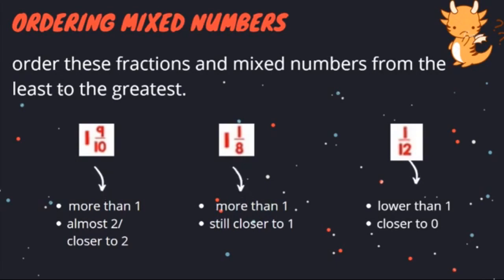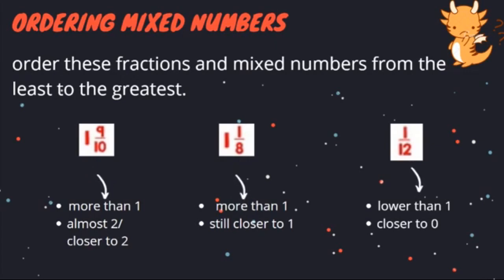Example, we want to arrange the order of 1 9/10, 1 1/8, and 1/12 from the least to the greatest. Now, look at the fractions you are arranging. Use some clue to identify their positions in number line. Example, is there a fraction that is more than 1, smaller than 1, closer to 0 or equal to 0, close to 1 or equal to 1, more than 2 or closer to 2, equal to half?